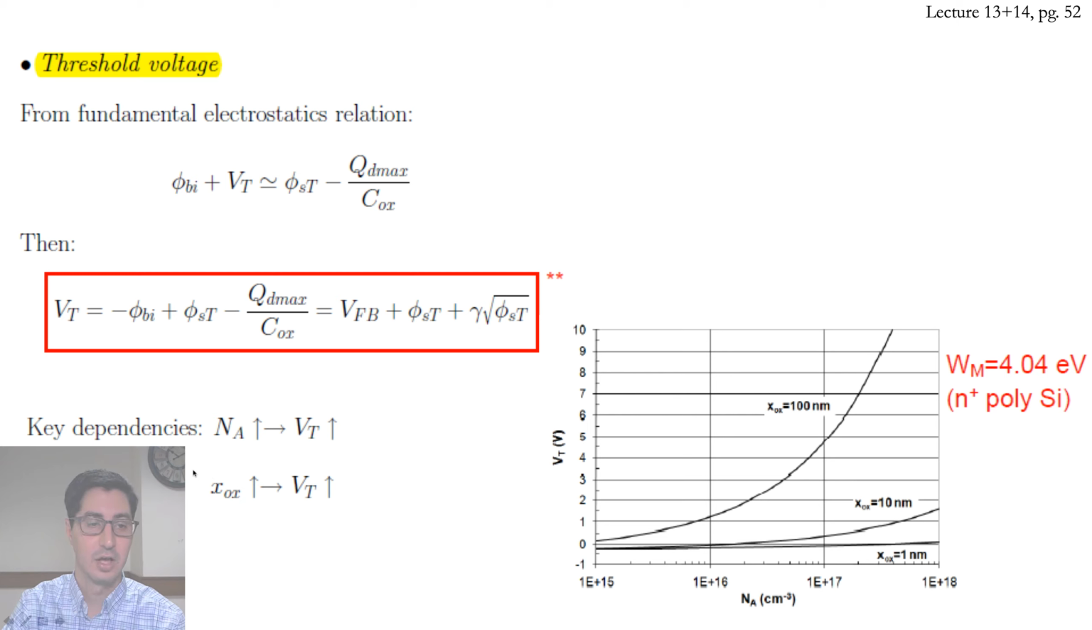As X-ox goes up, Vt goes up. Why is that? Well, X-ox is affecting C-ox. As X-ox increases, the capacitance decreases. As I have a thicker oxide, the capacitance goes down.